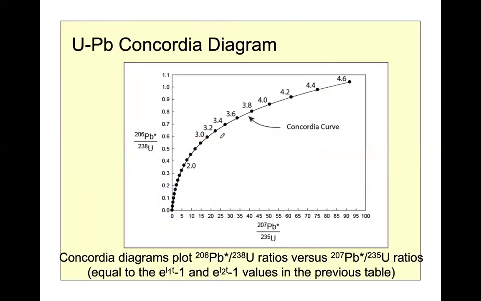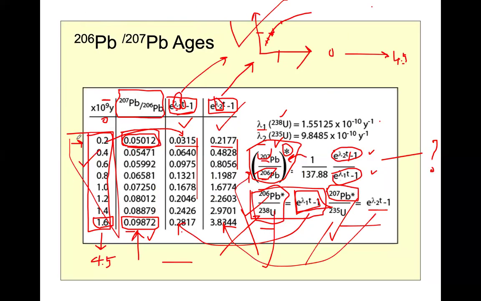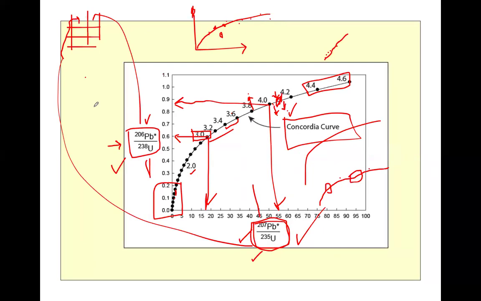Okay, so you have this Concordia diagram which has graduated points, right? We discussed how these graduated points are taken. This is actually coming from this table. These points are coming from this table. So this is the basic or preliminary table that we constructed to make this graphical representation of these ratios.